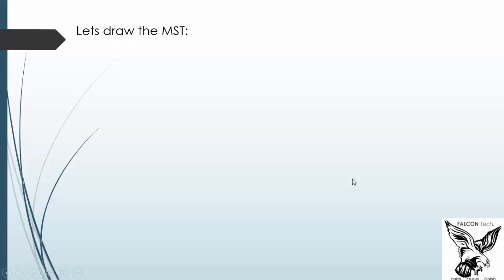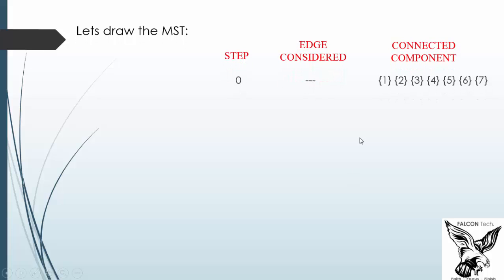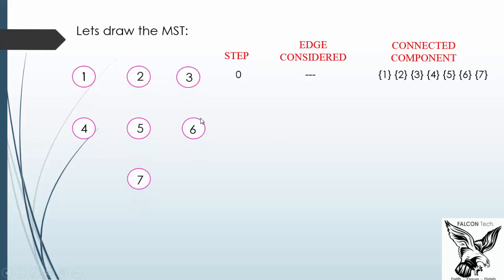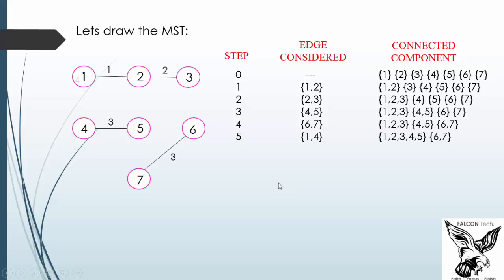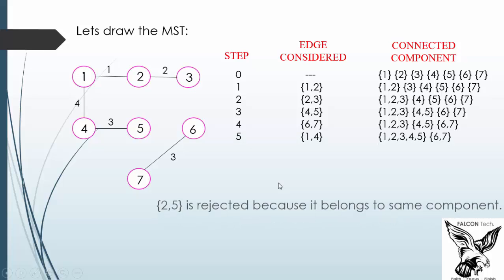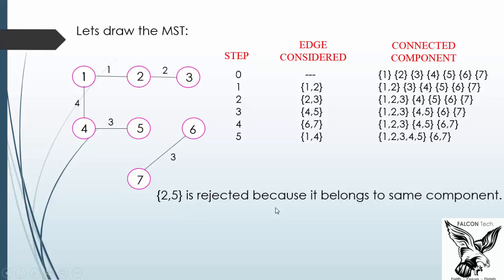Now let's draw the tree. We have these nodes separately, so we have to draw these nodes at first. That is 1, 2, 3, 4, 5, 6 and 7. In step 1, the edge 1 and 2 is considered. So we will draw 1 and 2, then 2 and 3, then 4 and 5, 6 and 7, 1 and 4.